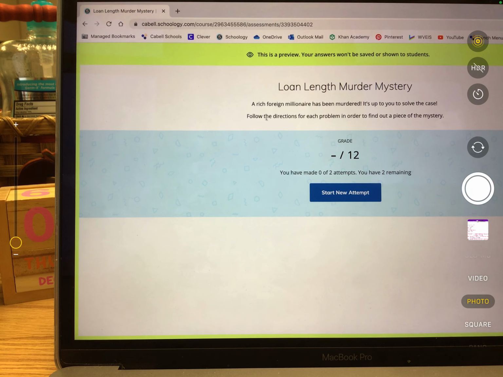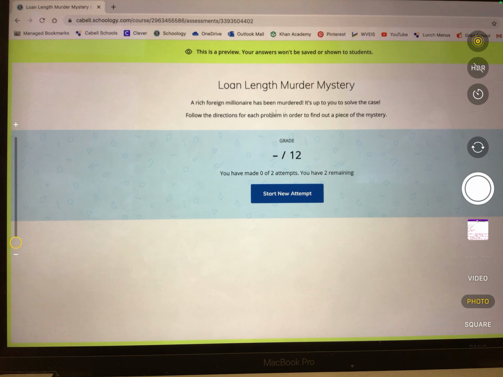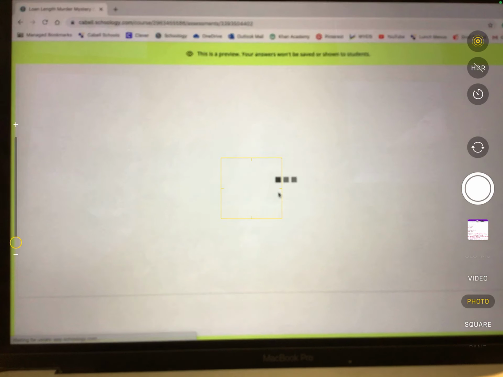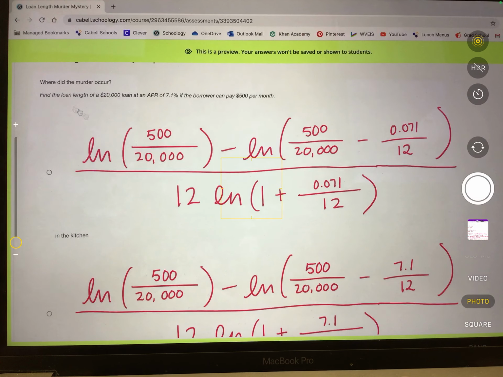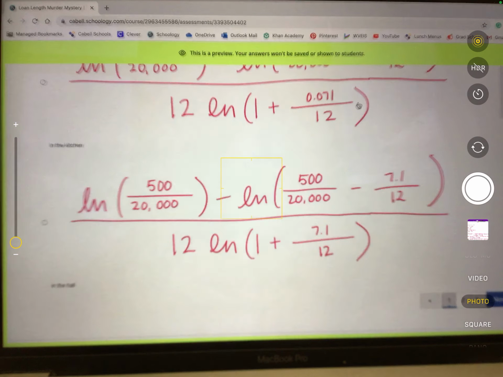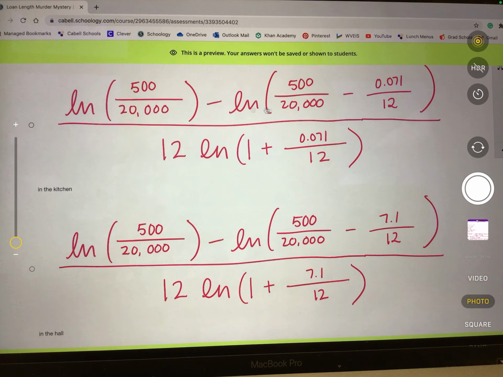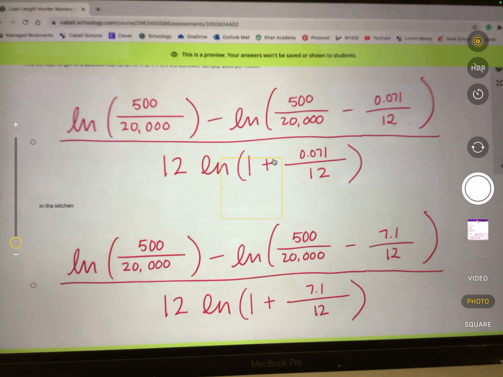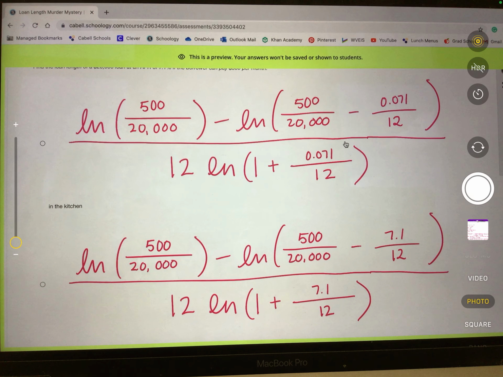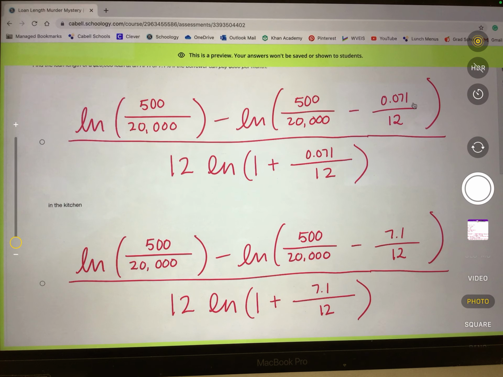So loan length murder mystery. It says a rich foreign millionaire has been murdered. It's up to you to solve the case. Follow the directions for each problem in order to find out a piece of the mystery. So here is the problem. Loan length $20,000 and APR of 7.1. The borrower can pay $50 per month. So here you have two options. Option of formula number 1 in the kitchen. Option of formula number 2 in the hall. So you just have to click whichever formula is correct. You really need to check closely because they're very similar except for one tiny detail.